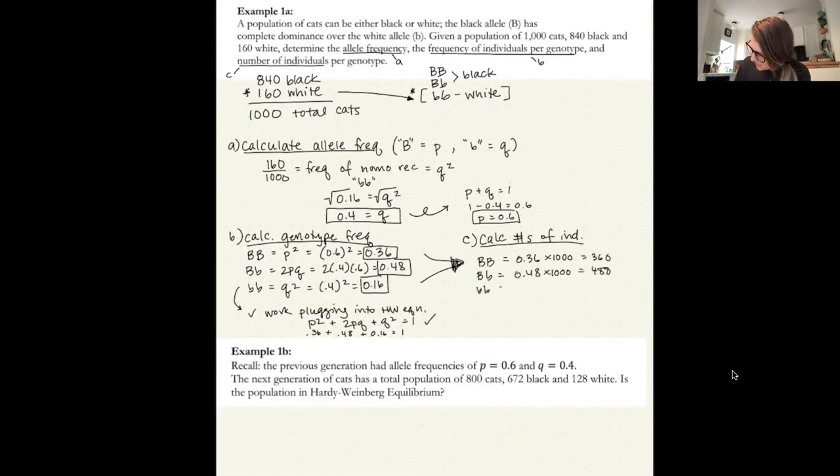And our number of homozygous recessive is going to be 0.16 times 1000. And we can then just double check that. 360, 480, and 160 gives us our 1000. All right. So that's the way that we're going to do that in example 1.